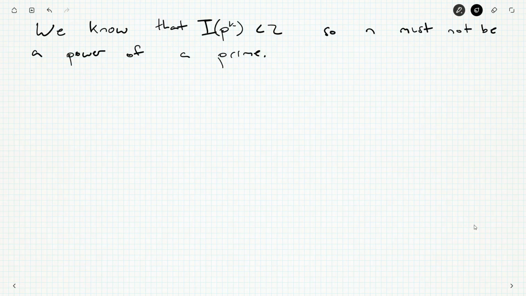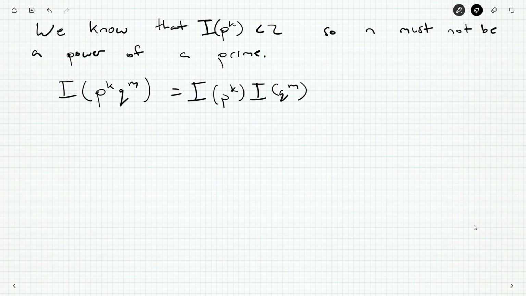Okay, so it's not a power of a prime, that's fine. Can it be something like, it's got to be odd, so can it be something like 2 powers of primes? Could I have I of p to the k, q to the m? Okay. Not seeing anywhere to go with this.